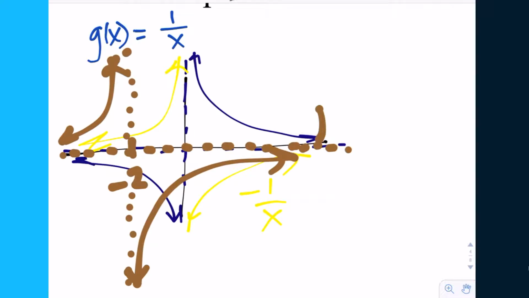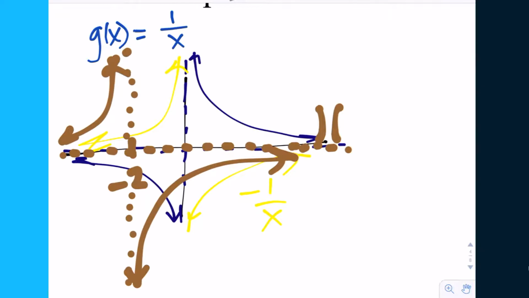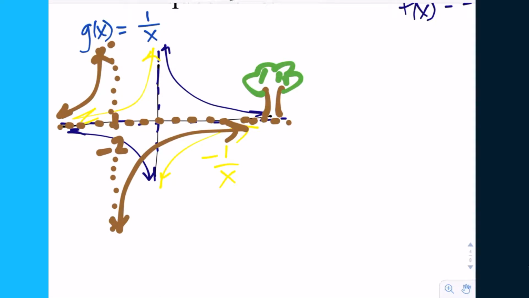Let's go ahead and put a pretty little tree over here. You know, a happy little tree. Right? Y'all watch Bob Ross on Netflix? God, it's addicting. Okay. Anyway, there it is.